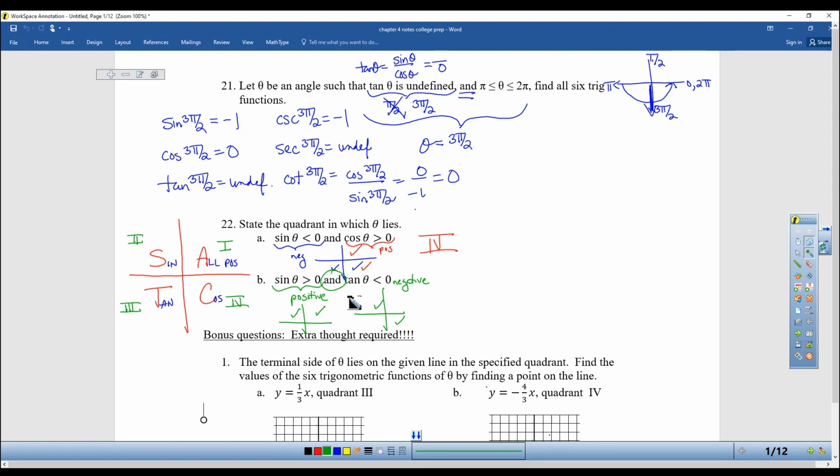So the word and means both of these conditions are true. Sine is positive and tangent is negative. What quadrant am I looking at? Quadrant 2. They both involve quadrant 2.